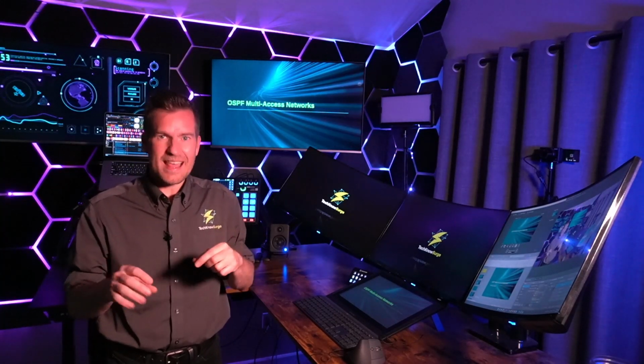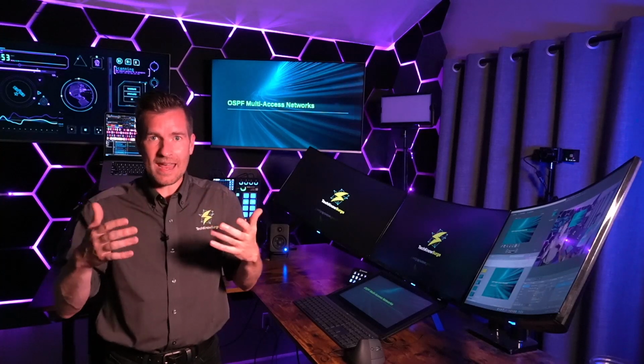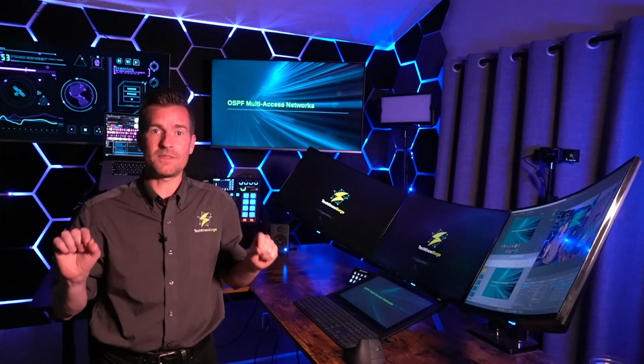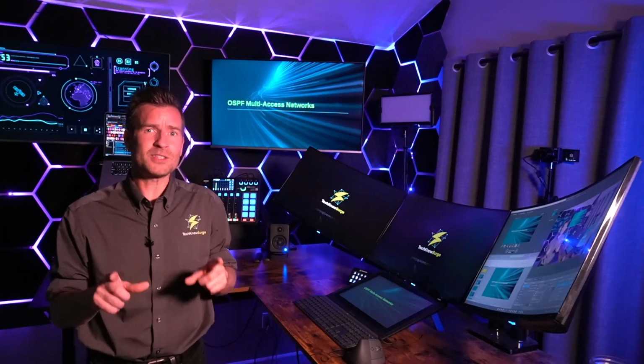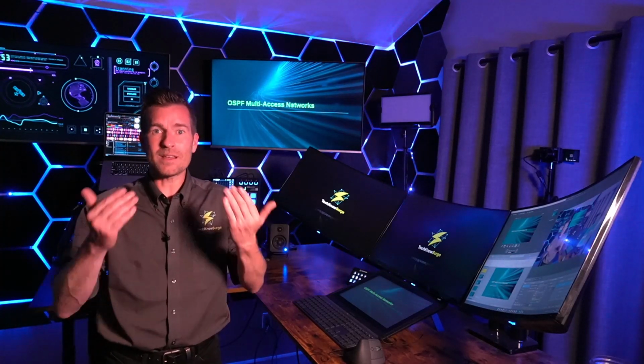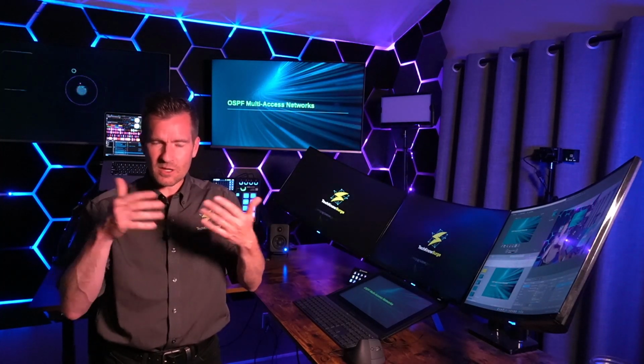So what we do is we elect a designated router that will be the main communicator, and all of the updates go to that designated router, and then that designated router updates all of the other routers. That's a multi-access network. So in this module, let's get into OSPF multi-access networks and how we solve the problem of too much communication going on on these multi-access networks.